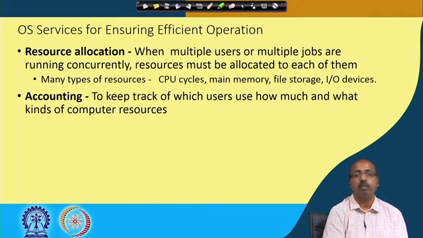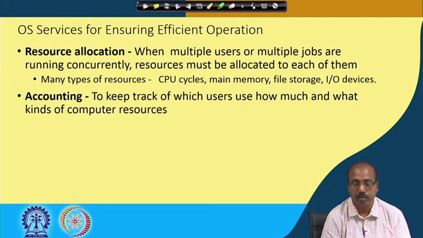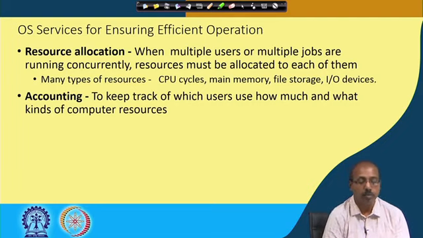Then main memory. Main memory is finite. Out of that, different processes need a certain amount of memory for execution, so main memory has to be provided. Then file storage, where and how much to store. Disk space is also shared across a number of processes, so how this disk storage is given to different processes, how it is allocated. Then the IO devices that are given. Then accounting, to keep track of which users use how much and what kinds of computer resources.